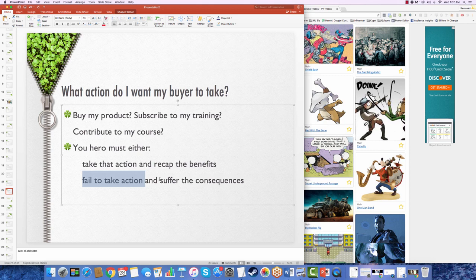So this person that they've personified as themselves in your story all of a sudden fails to take the right action, quote unquote, and fails because of it, suffers the consequences, does not get what he wants, and sometimes watches his peers succeed before him or her. This is very powerful stuff. So your hero must either take the action and get the benefits or fail to take the action and suffer the consequences. And this is based on whether your audience is intrinsically action-taking, positive or optimistic, versus skeptical or cynical and non-action-taking. So if it's the first one, do the first one. If it's the second one, do the second one.